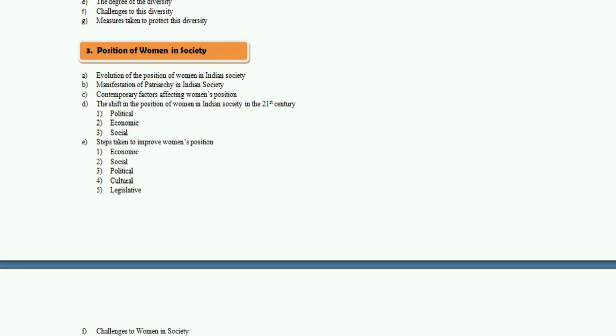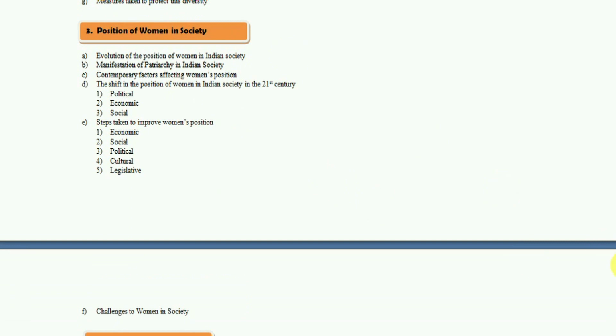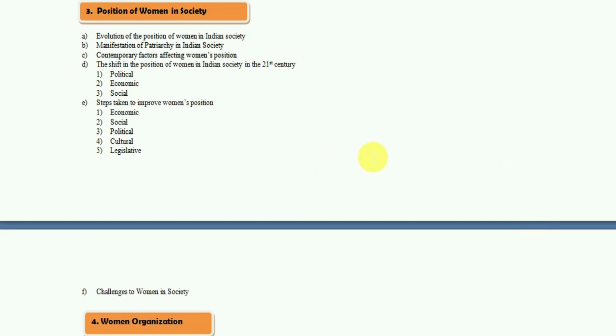The third chapter is the position of women in Indian society. This is also a very important chapter. Here we are supposed to see the evolution of the position of women in Indian society from ancient time till this modern time. The second aspect we have to emphasize is the manifestation of patriarchy in Indian society, how the orientation of Indian society is still patriarchal, which we have to see with the help of a number of examples. Then we are supposed to see how there is a shift in the present time in the position of women in Indian society, particularly in the 21st century.